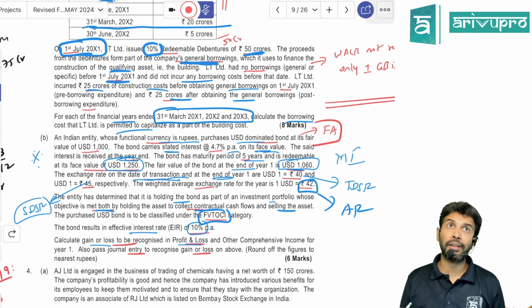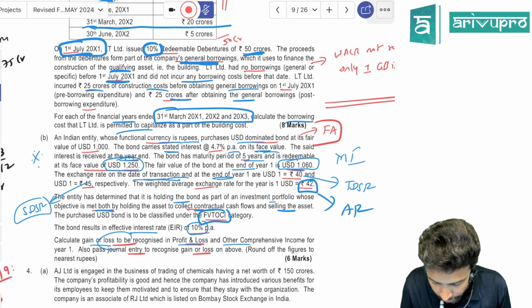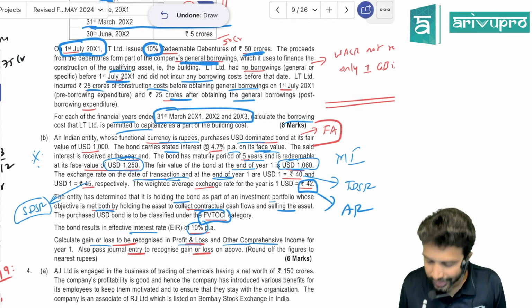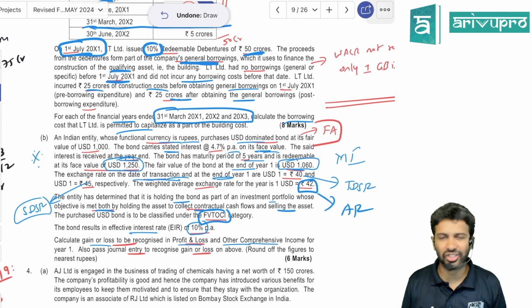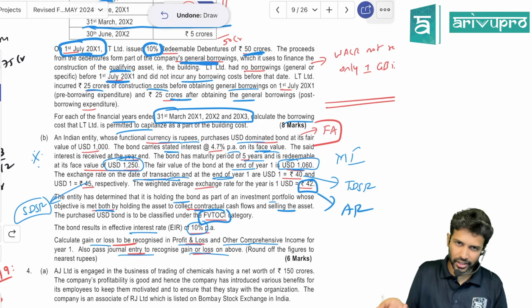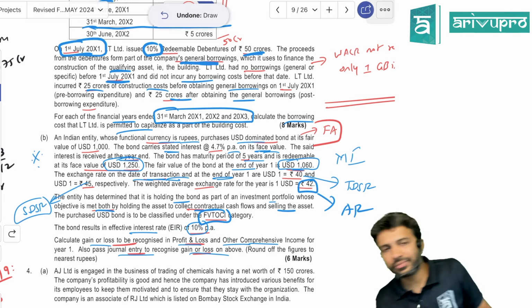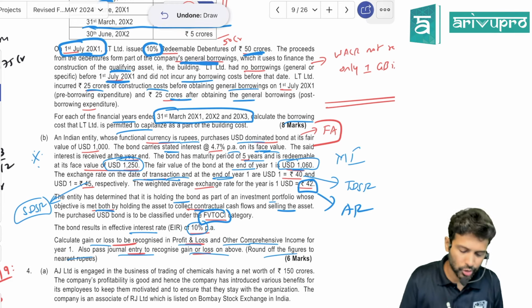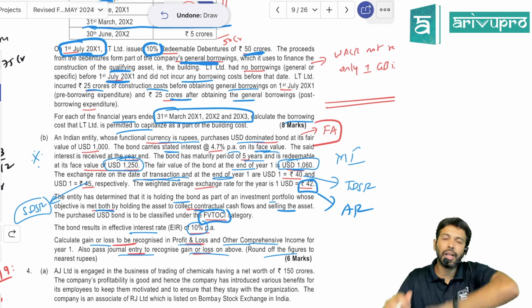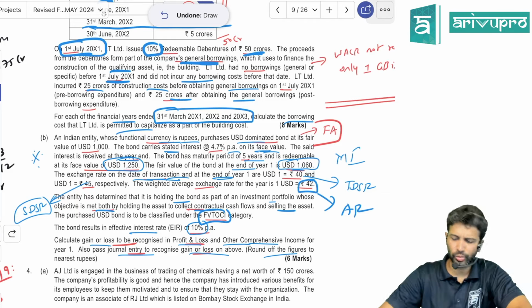But what about fair value gain or loss? That fair value gain or loss will go off to OCI. That's the second requirement: what is the gain or loss to be shown in SPL and what is the gain or loss to be shown in OCI is what they are asking us to calculate. Also pass the journal entry to recognize the gain or loss on the above. That entry they are asking for. Round off the figures to the nearest rupee. This question has come for 6 marks. Pretty straightforward question. We'll take you through it.